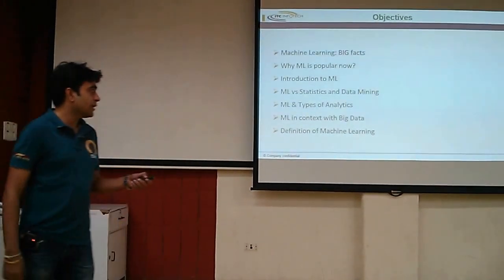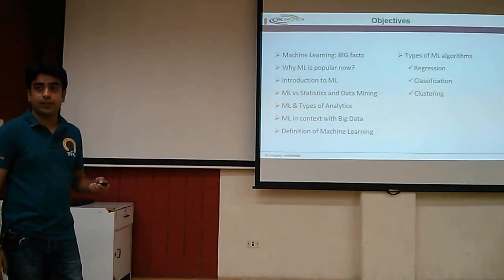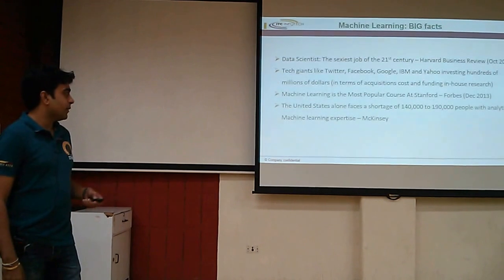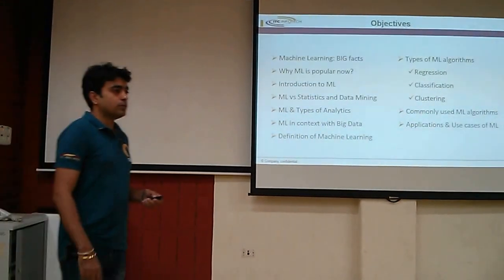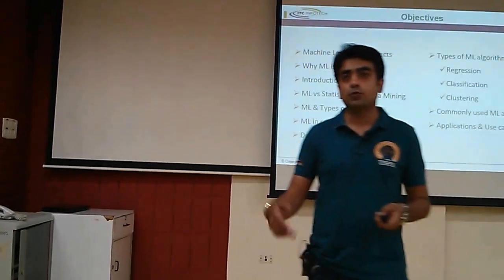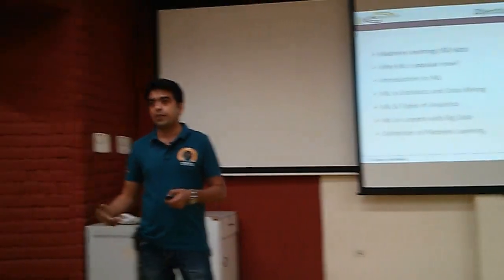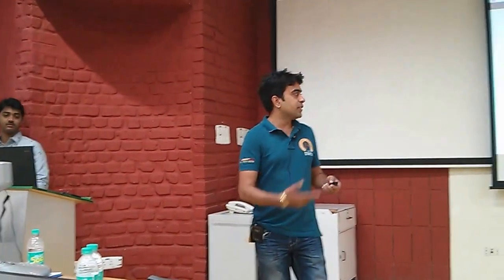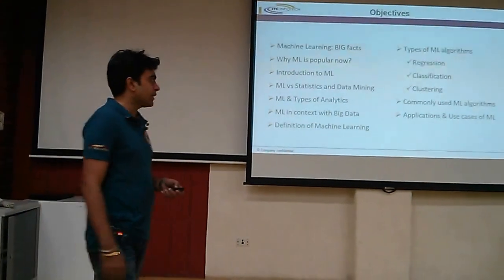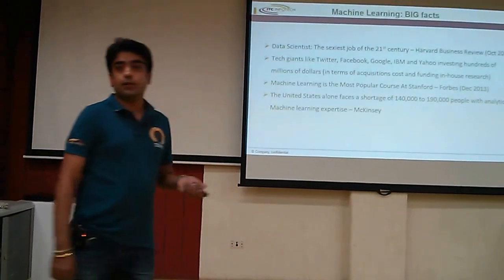Then we will go through a formal definition. We will briefly touch on some of the techniques in machine learning and some commonly used algorithms and their applications. To be clear at the start, the objective is not to take you through the technical details of machine learning, because those need a lot of time. We are basically touching on why it has become important as a subject and what the common applications are. So these are some of the big facts about machine learning.